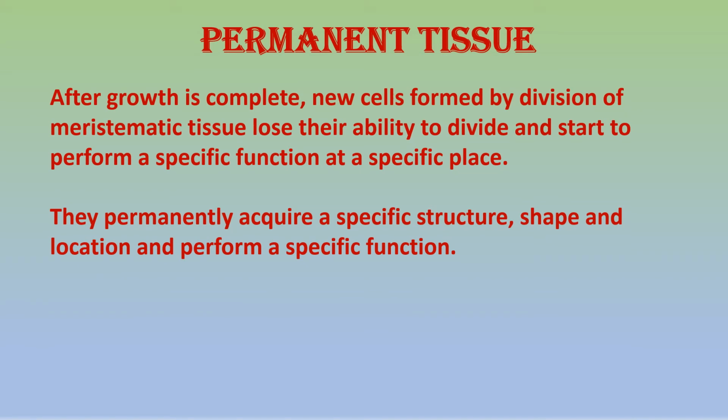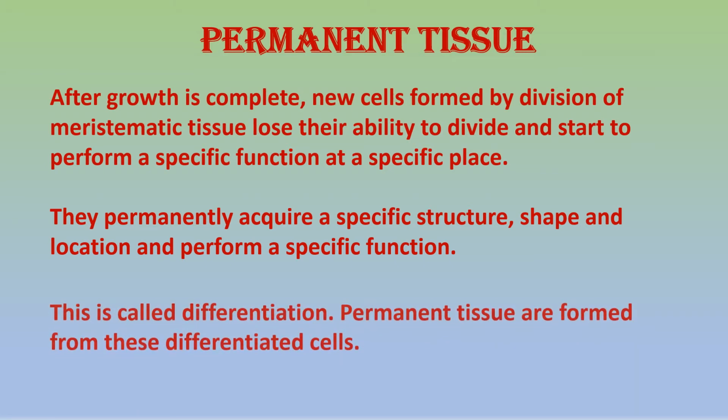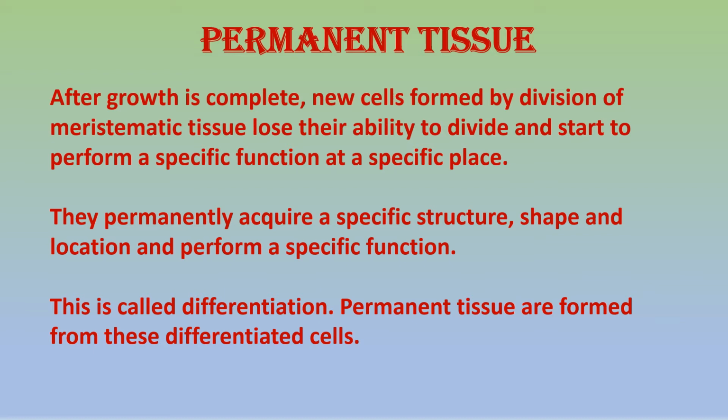They permanently acquire a specific structure, shape, location, and they begin to perform a specific function. Now this process which takes place in a plant is called differentiation, and permanent tissue are formed from these differentiated cells. So it is nothing but the meristematic tissue.